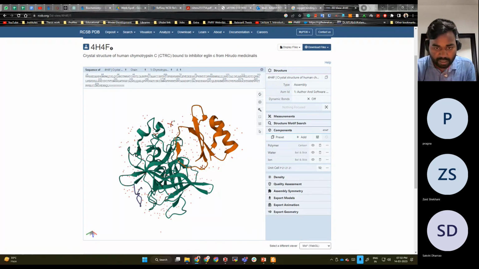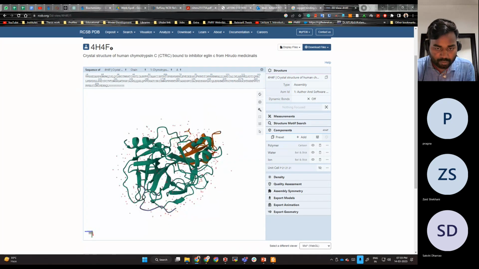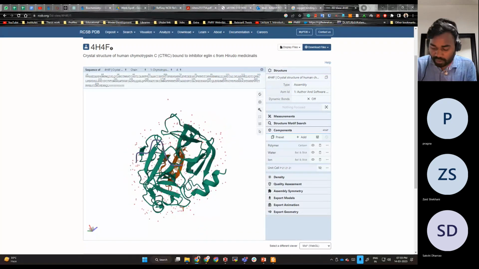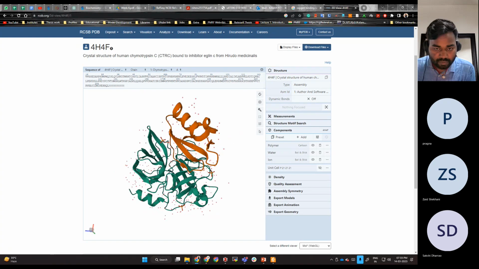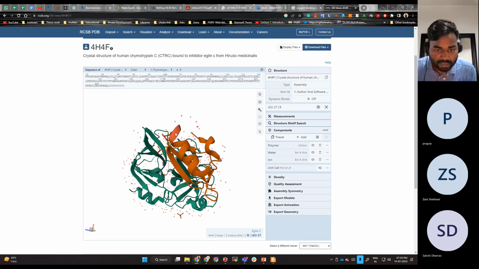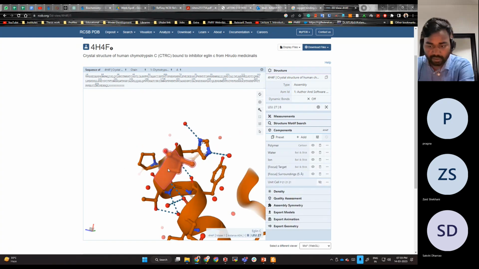You will see this is a phosphate ion. Now when you rotate it, there are two phosphate ions bound to it, right? Two or three. The amino acid sequence is given here. When you hover over any of this, the particular chain will pop up. If you select a fragment here, this is your leucine 27.